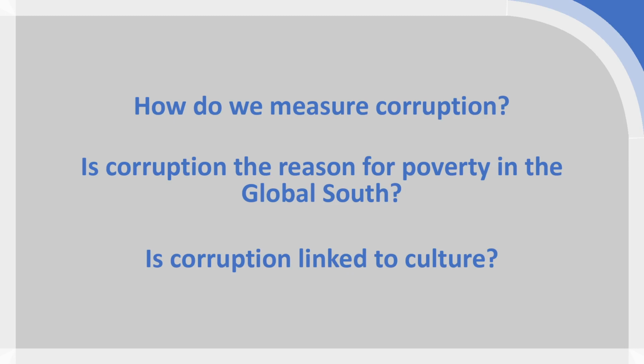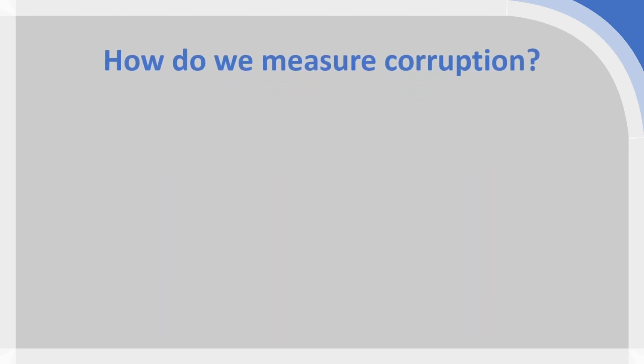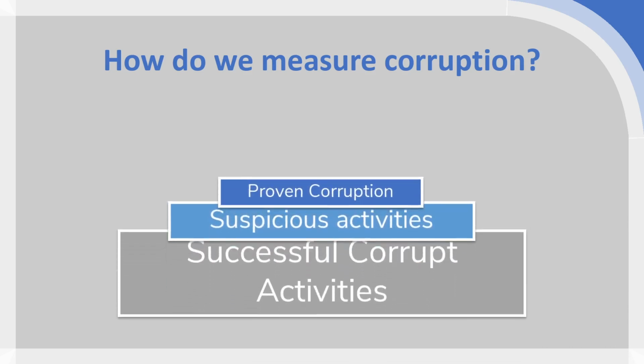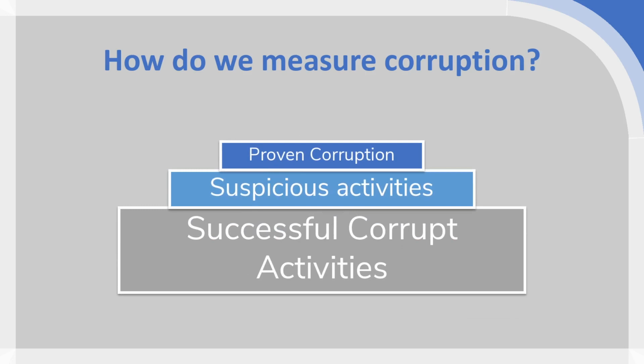So if we start with the first question of how do we actually measure corruption, now this is an intrinsically difficult thing to measure simply because successful corrupt activities ideally wouldn't draw any attention or notice and leave no evidence. So we can presume that there's a large number of successful corrupt activities that occur and a smaller portion which raise suspicion, and then an even smaller portion of that which are demonstrable and proven to be examples of corruption.